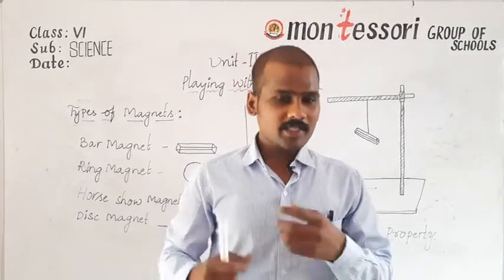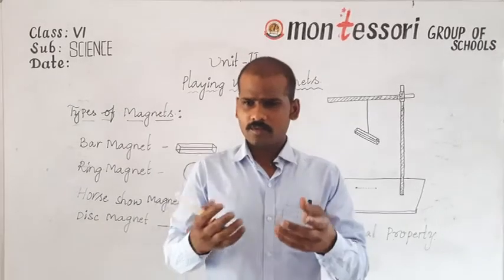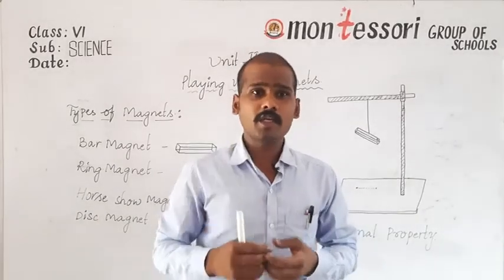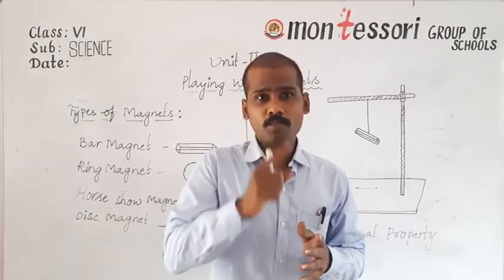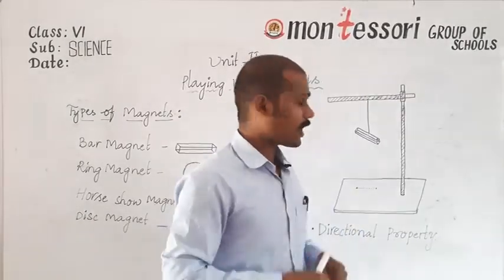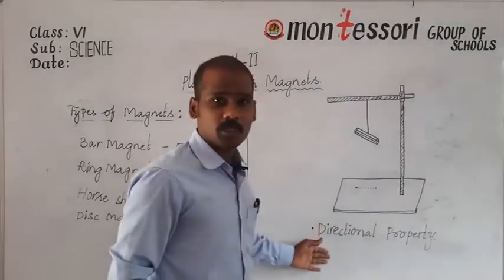Okay, so let's discuss another property. Now we have discussed that a magnet contains two ends and at each end there would be one pole. So now let's discuss another property of a magnet, that is called the directional property.